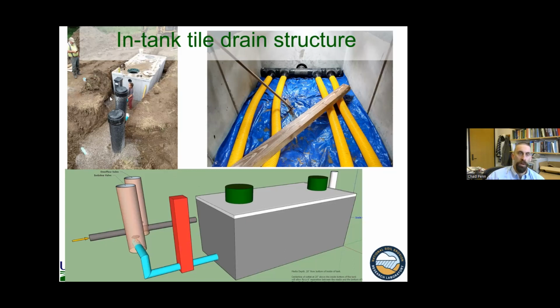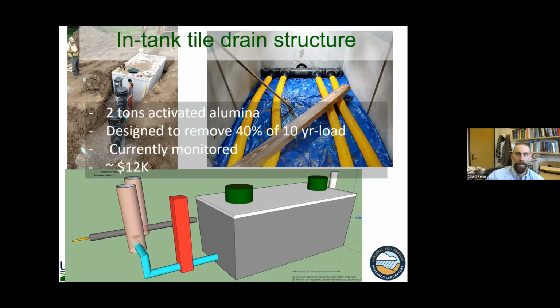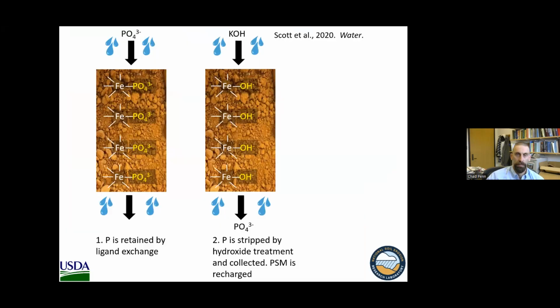We use a flow control structure to control the flow into it and also act as a diversion, overflow when necessary. And this particular unit, we used an activated alumina. It was designed to remove 40% of the 10-year load. It cost us about $12,000. Used 2 tons of activated alumina. The thing about the tanks is because they're not as large, you can't handle quite as high of a flow rate as if you make a giant bed.